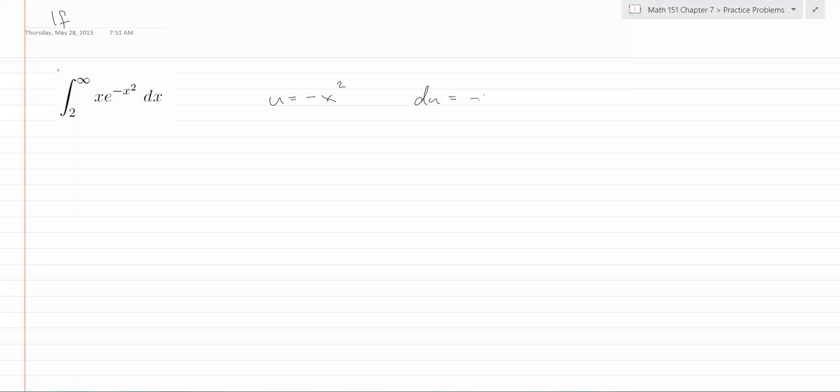du would be minus 2x dx. In other words, x dx would be minus 1/2 du, which you see actually works because you do have an x dx in there. So the integral of x e to the minus x squared dx is going to be, the x dx becomes negative 1/2 du, and the rest of it is just e to the u.